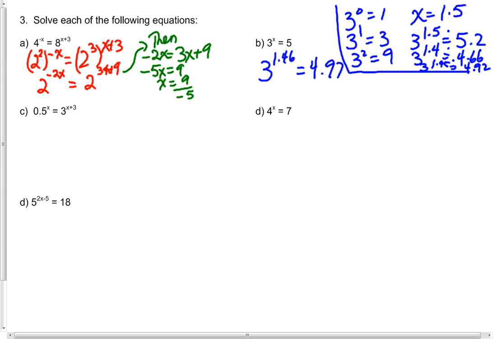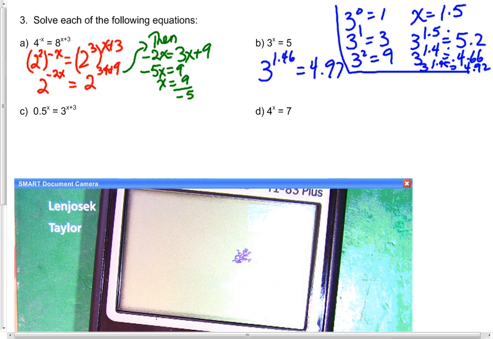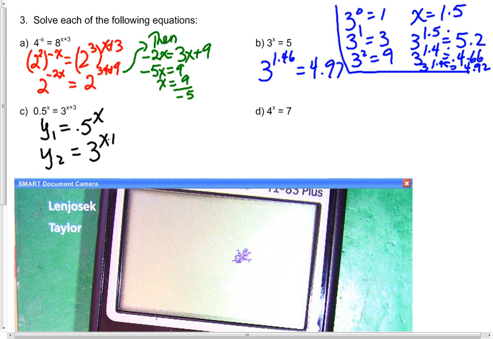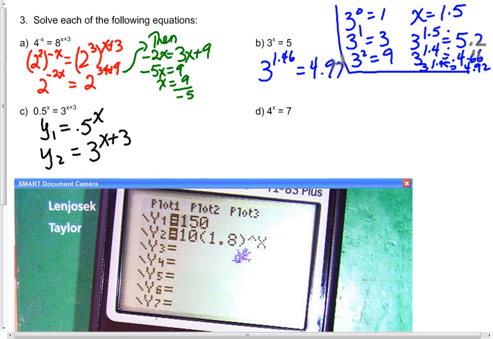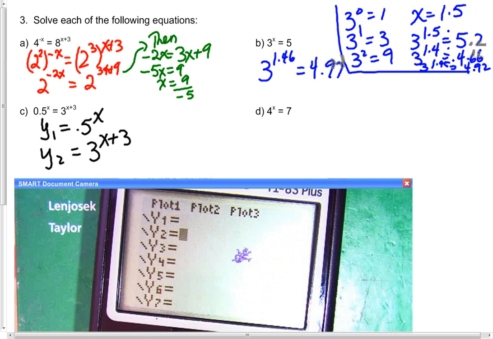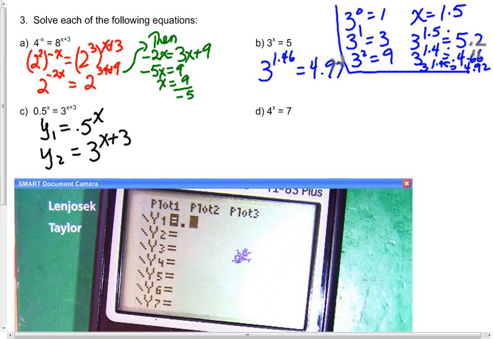0.5 to the x equals 3 to the x plus 3. We're going to use a graphing calculator for that one. So I want to find out where 0.5 to the x meets with 3 to the x plus 3. So in my graphing calculator, I'm going to have my first equation as that exponential curve and the second equation as that exponential curve and find their points of intersection. So it's clear. The first one is 0.5 to the power of x. The second curve is 3 to the, and I would use brackets here, x plus 3.